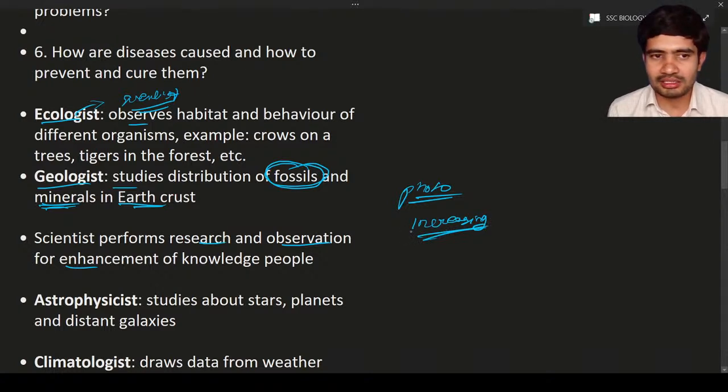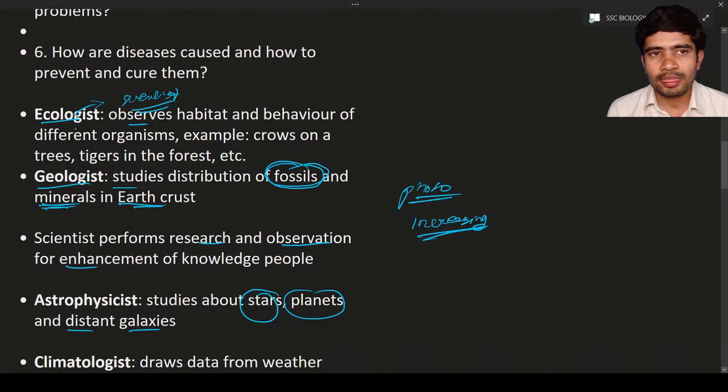Another scientist is the astrophysicist. These scientists study the stars, planets, and also distant galaxies. Distant means the galaxies which are farther away from our planet. That is the job of the astrophysicist.